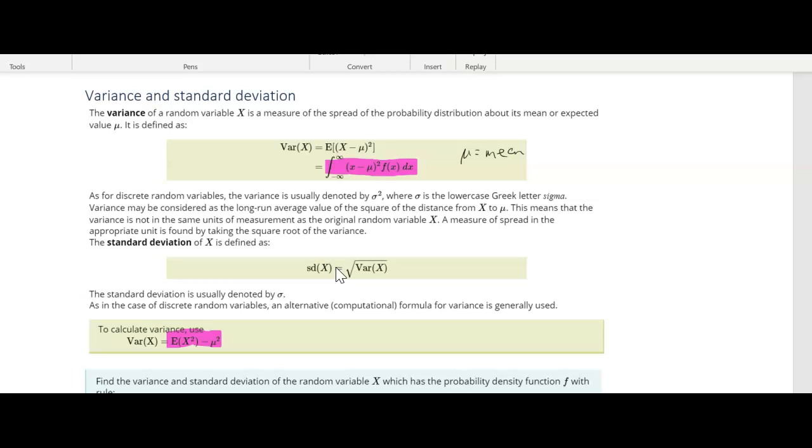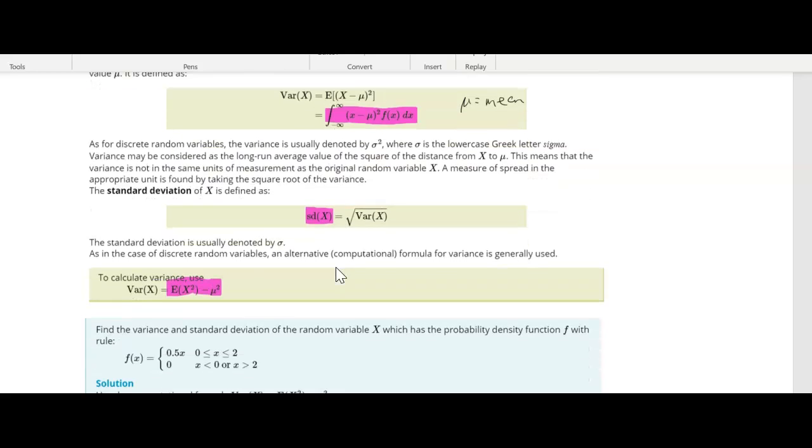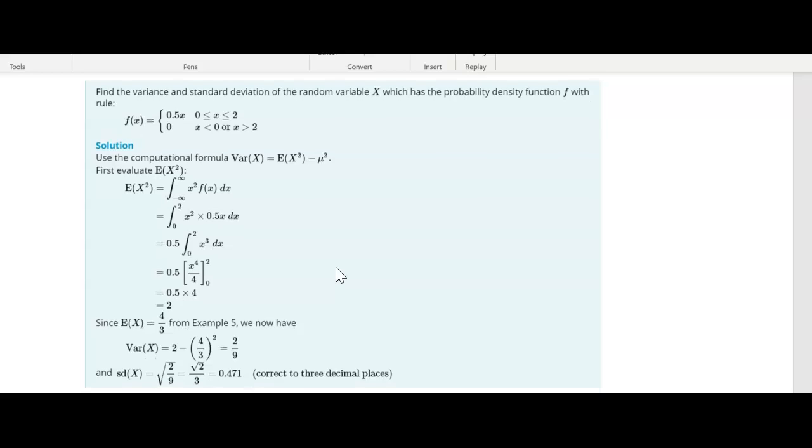Your standard deviation, just like it was for discrete random variables, is just the square root of the variance. So you calculate the variance first and then take the square root to get your standard deviation. If you were given the standard deviation and you had to calculate the variance, you just square your standard deviation. And maybe you were given the standard deviation and the mean, and you had to find the expected value. So make sure you know that these formulas are interchangeable. Let's move on to this example.